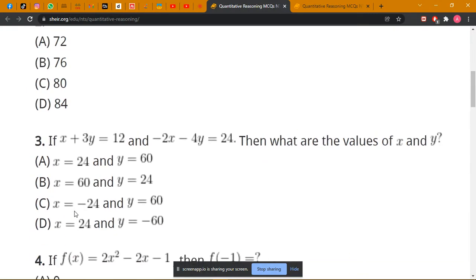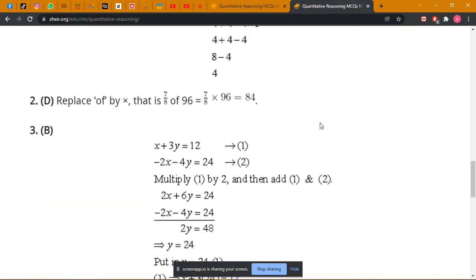If x plus 3y is equal to 12 and minus 2x minus 4y is equal to 24, then what are the values of x and y? It is a simple mathematical question. Here is the first statement and here is the second statement. In the first statement you have to multiply by 2. When you multiply by 2, you get 2x plus 6y is equal to 24. Here, when you add both statements, 2x and minus 2x cancel, and you get the value of y.